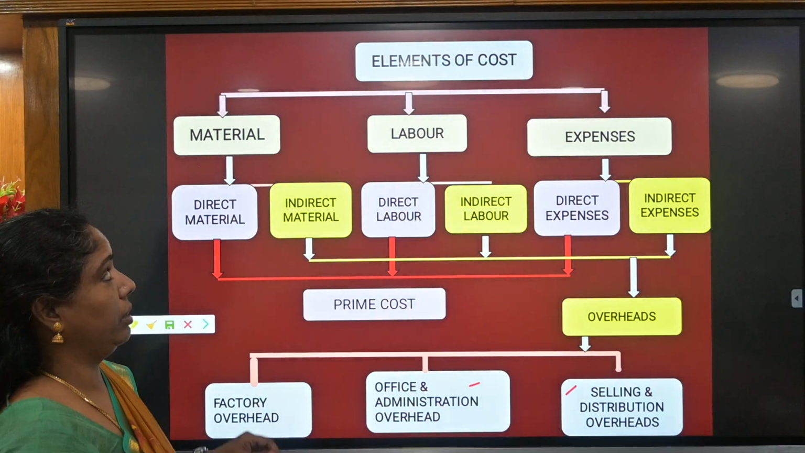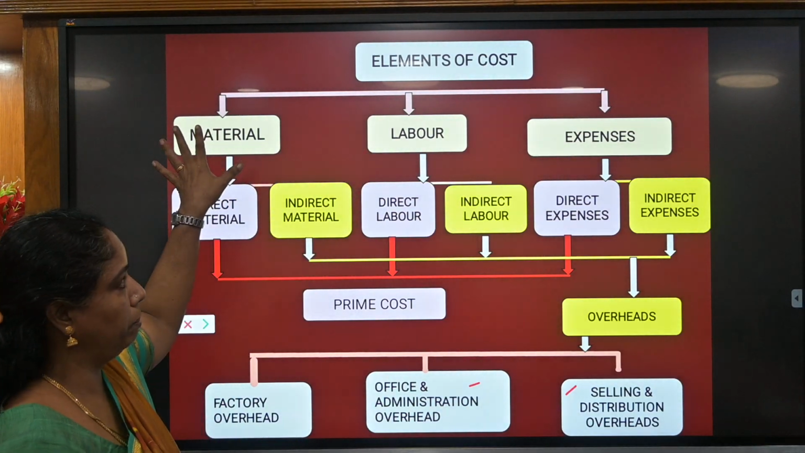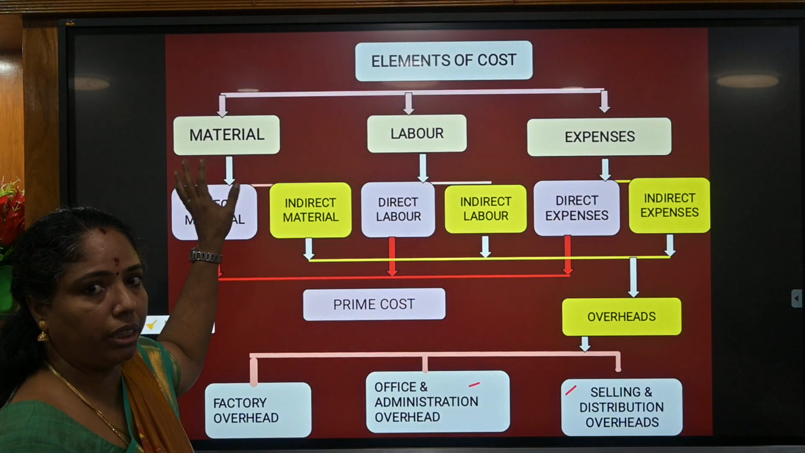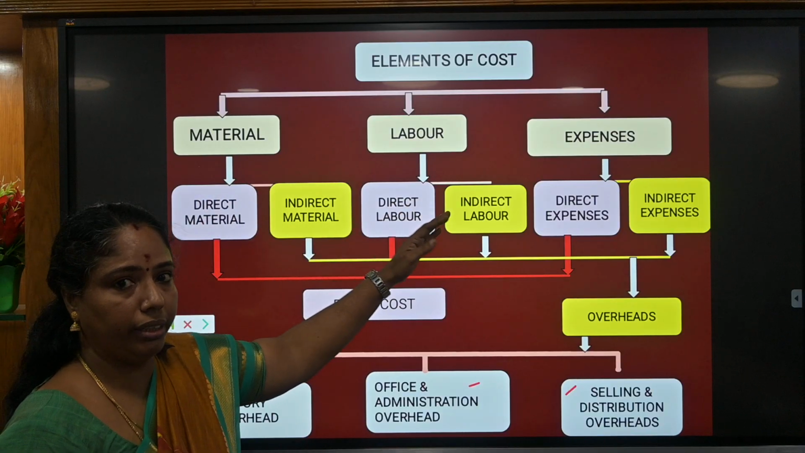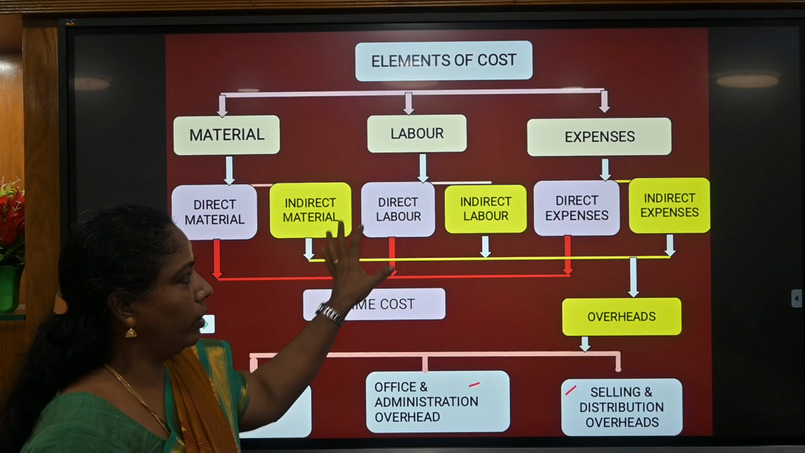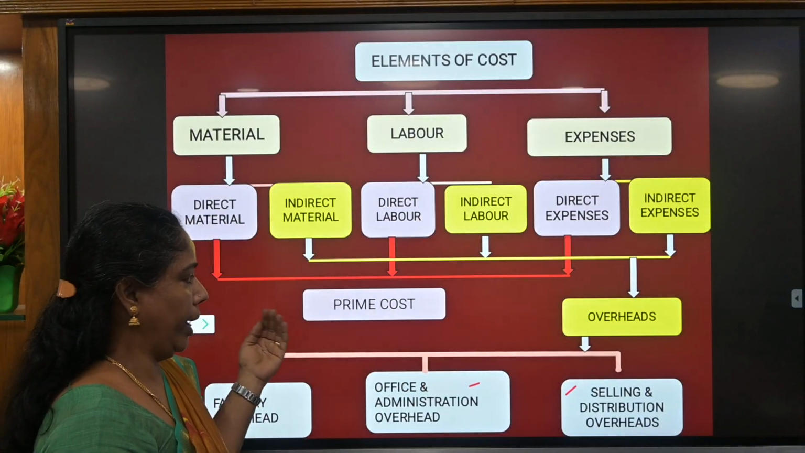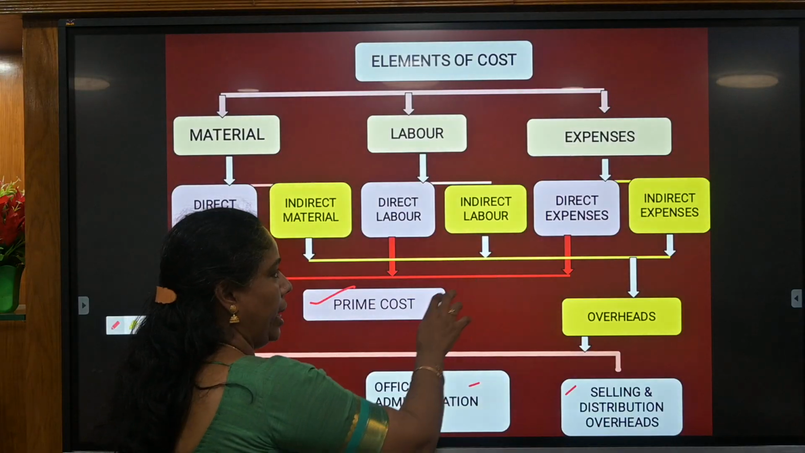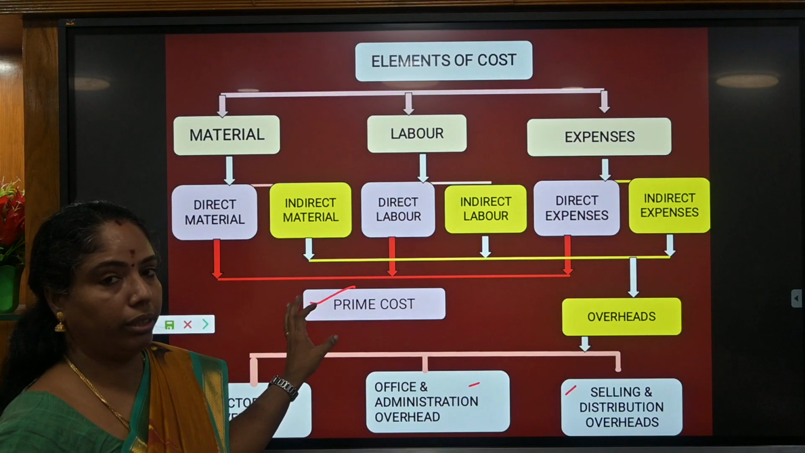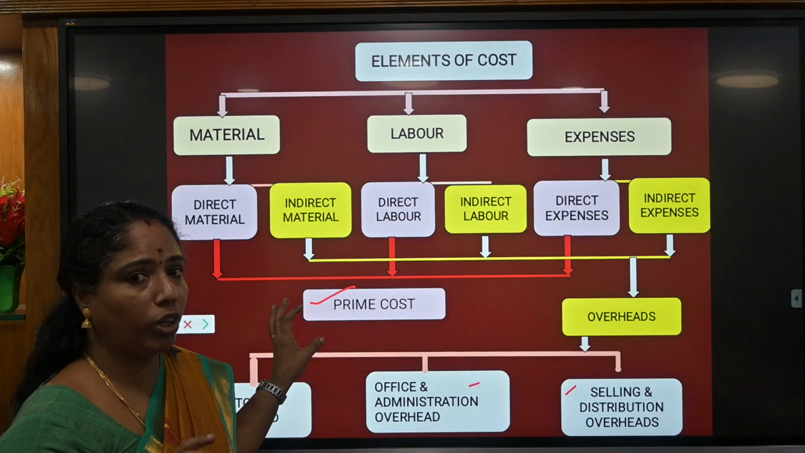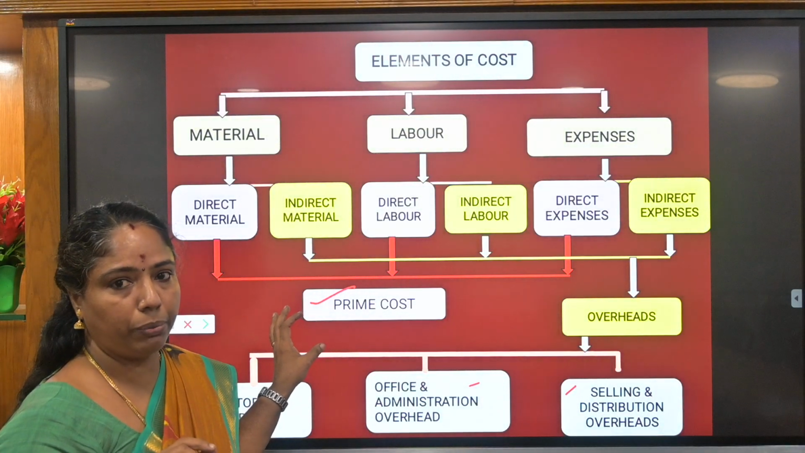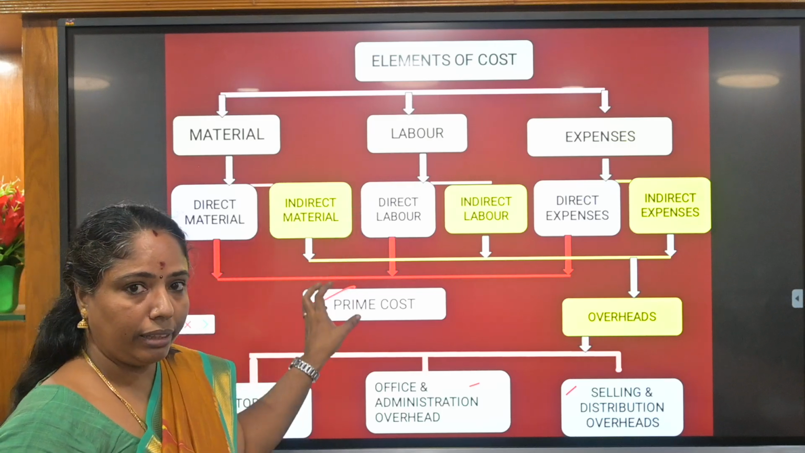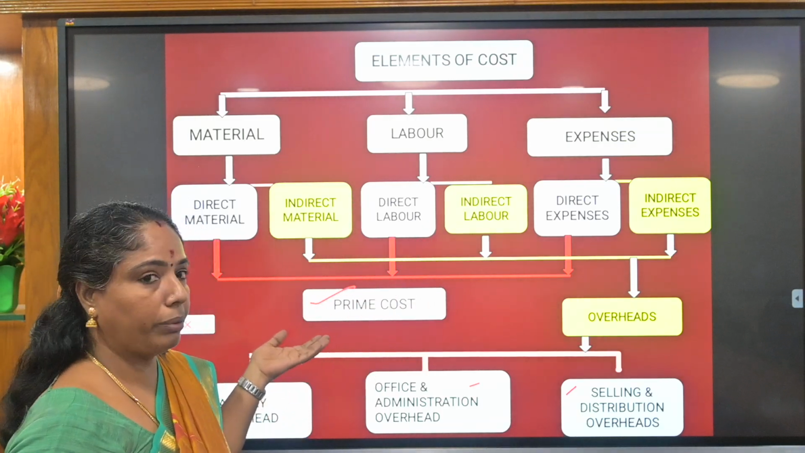Again I am repeating: elements of cost are material, labor and expenses. These are further divided into direct and indirect. If we add all the direct things, it is known as prime cost. So direct material, direct labor and direct expenses altogether is known as prime cost. It is an important 2-mark question. What is meant by prime cost? The summation of all direct material, direct labor and direct expenses is called prime cost.